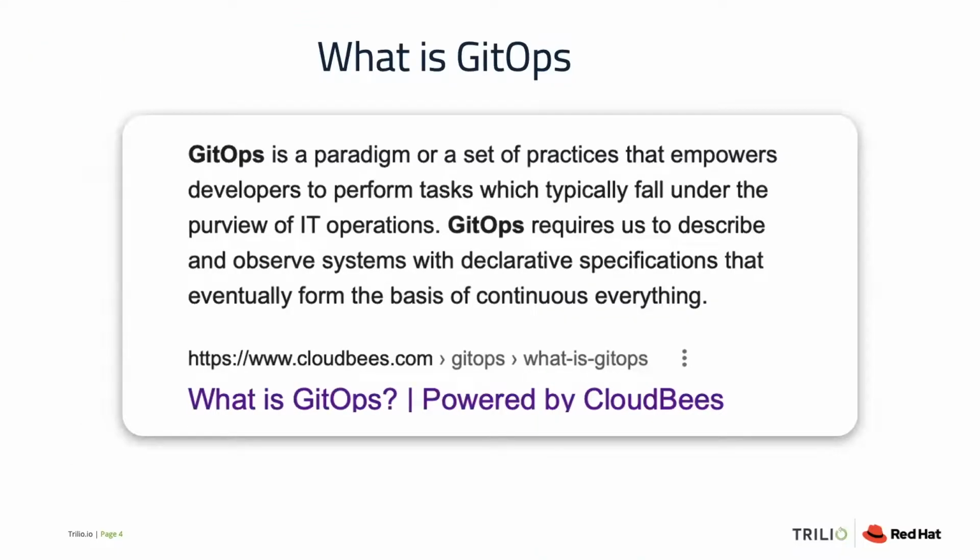So what is GitOps? GitOps, based on this definition that you see in front of you, is a paradigm or a set of practices that empowers developers to perform tasks which typically fall under the purview of IT operations. GitOps basically requires you to describe and observe systems with a declarative specification that eventually form the basis of continuous everything. Now, obviously, this may sound a little complex, but the overarching principle of GitOps is that you basically have a single source of truth for your application deployment, your application configuration, application resources, all within Git.